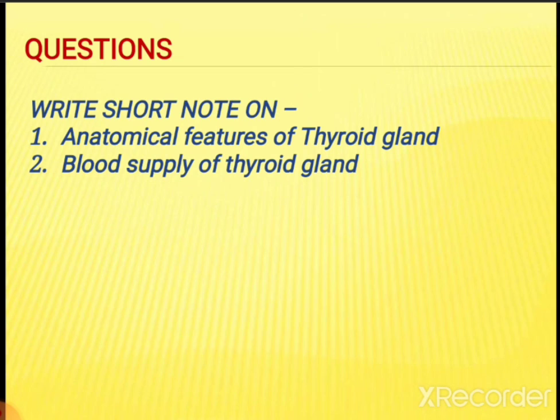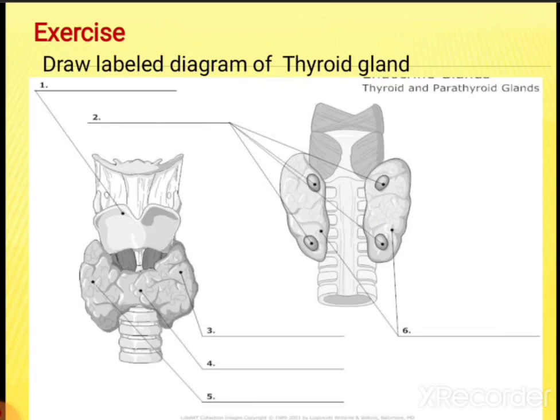Then the questions related to this topic are anatomical features of thyroid gland. So in this you have to mention all the anatomical features: the apex, base, surfaces, lobes, relations, etc. Then second is blood supply of the thyroid gland. In this you have to mention about different arteries and the veins related to the thyroid gland.